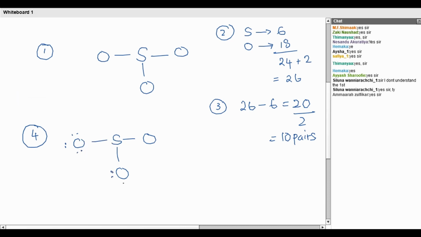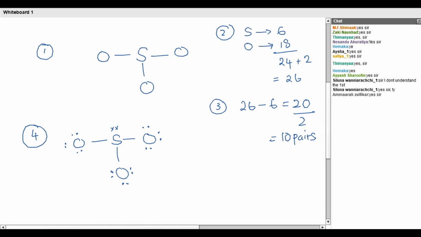So out of 10 pairs, I can put 9 pairs on the terminal oxygen atoms, and the remaining pair, if anything remains after distributing the electron pairs among the terminal atoms, goes to the central atom. The 10 pairs: first 9 pairs among the terminal atoms, and the remaining one goes to the central atom. That is the 4th rule.